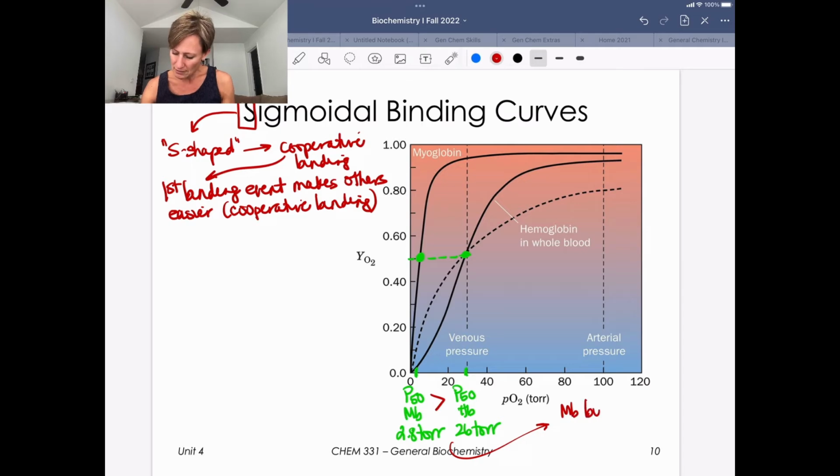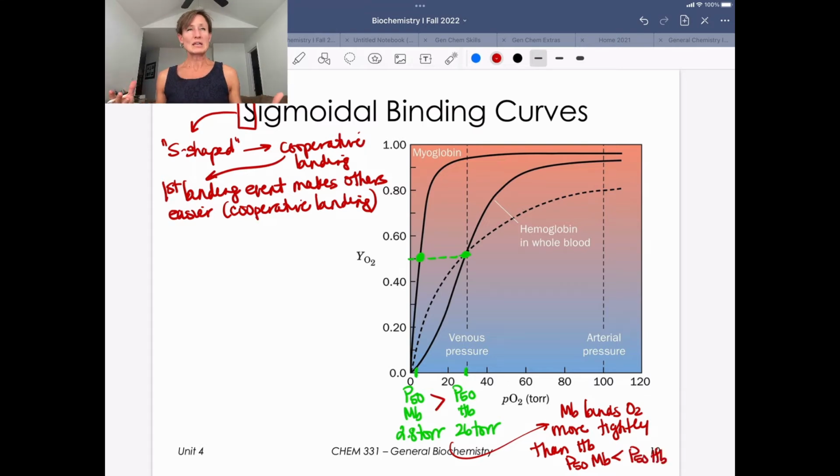So myoglobin binds oxygen more tightly than hemoglobin. And again, that's because the P50 for myoglobin is less than the P50 for hemoglobin. And that's really important because hemoglobin is the one that moves around in the circulatory system, picks up oxygen in the lungs, travels down to the tissues, and it needs to be able to let go of it, and myoglobin needs to be able to pick it up. So that downstepping of P50 values is really important for that.